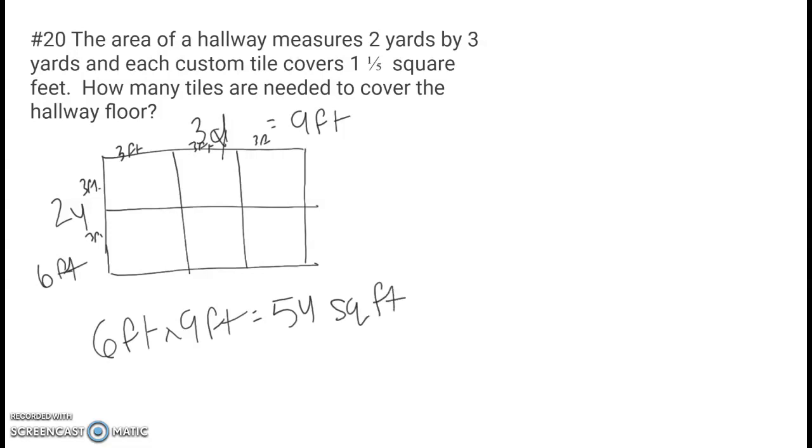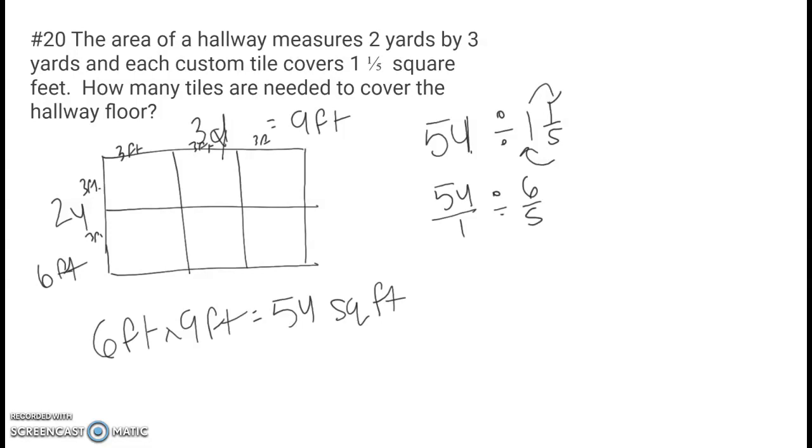Now there are tiles that cover 1 1/5 square foot each, and we need to know how many tiles they're going to need. So we're going to go from 54 and divide that by 1 1/5. So we're going to turn those both into improper fractions. I have 54 over 1, and then 5 times 1 is 5, plus the 1 is going to be 6. So divide that by 6/5.